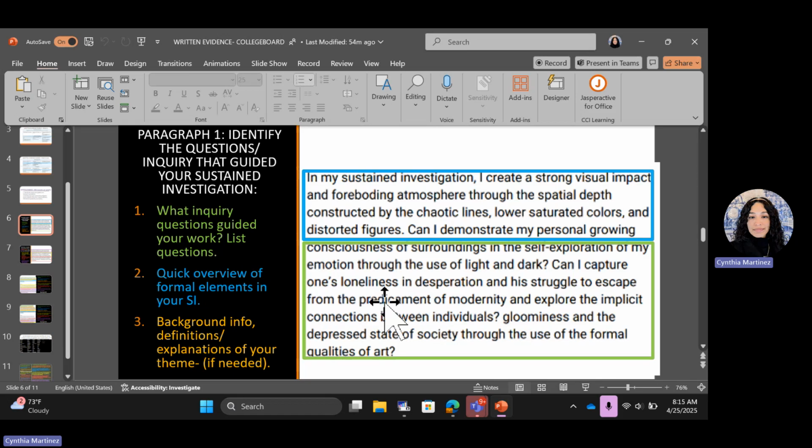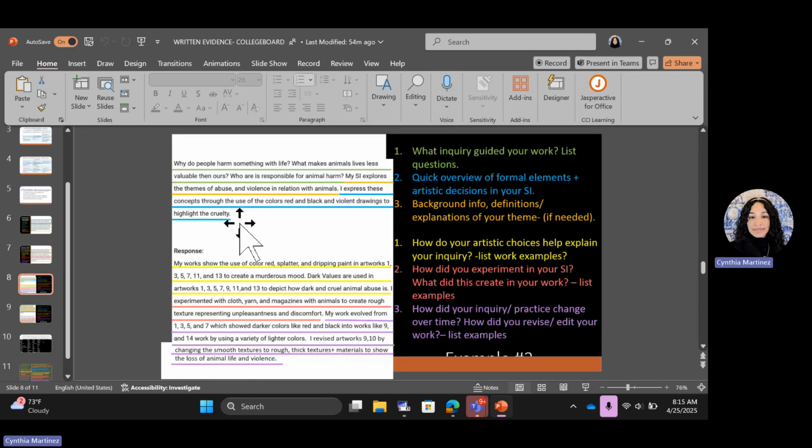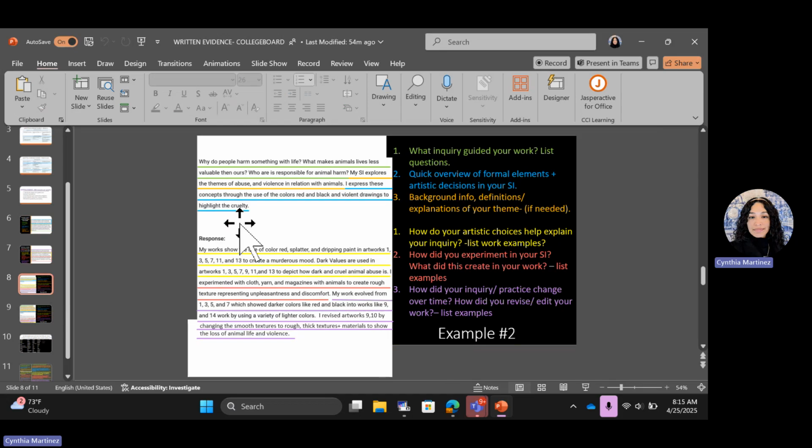So after you have done that, the next thing you would do is provide a little bit of background information or explain your theme. So we're going to go to this example number 2. They wrote, my essay explores the themes of abuse and violence in relation with animals. So what they did was they gave us the definition of the theme, or they explained what the theme was, and it's just simply a sentence. This is also a good time to explain your theme.